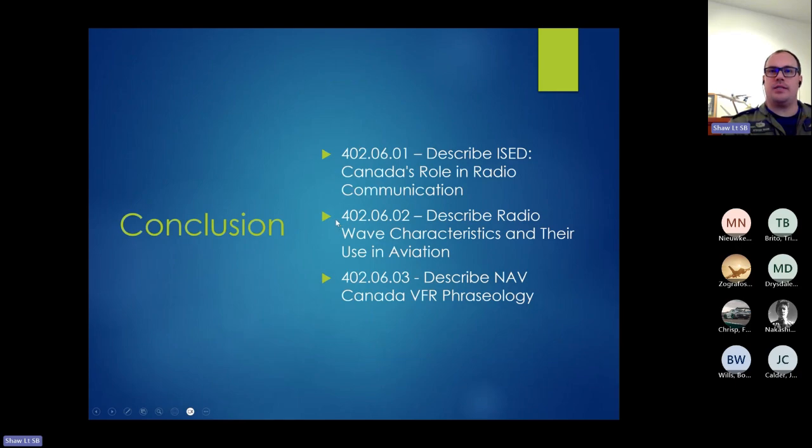Conclusion. So we talked about ISED, radio waves, NAV Canada and VFR phraseology. Okay, are there any questions on any of that at all that we referred to? That phraseology guide, just keep that in the back of your mind. You can read through it a little bit if you want, even if it's a little bit wordy.